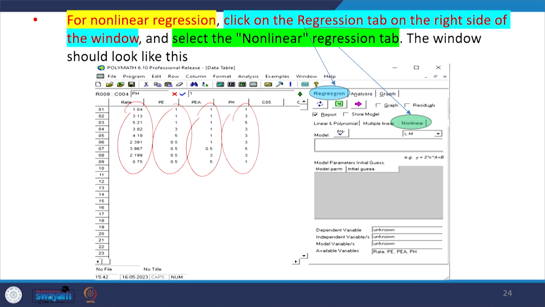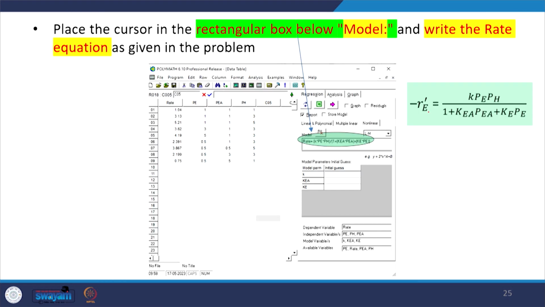In the regression, on the right side of the window, select the nonlinear regression tab. So, nonlinear regression tab is there. That you have to select, and then this box will appear. These are the values we have already put, and here are the nonlinear equations or model equations. The first one, equation A, that is this, we have to put it here.